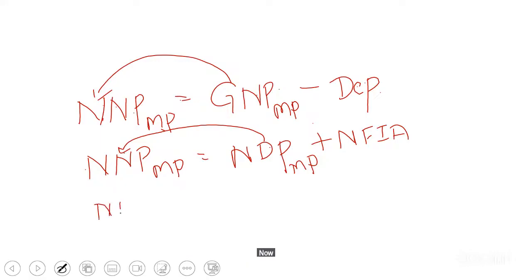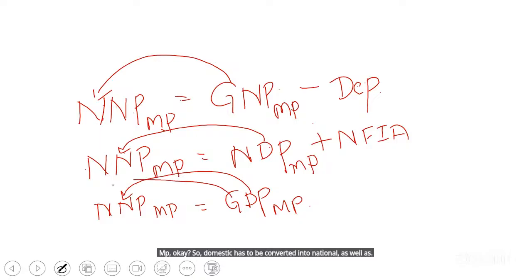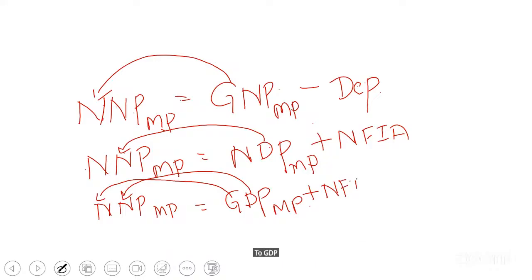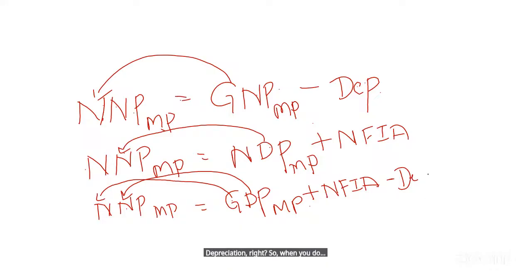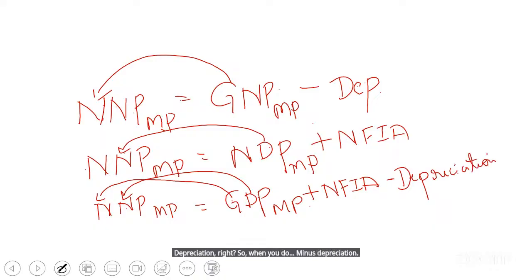Now, NNP MP from GDP MP. Okay. So domestic has to be converted into national, as well as gross has to be converted into net. So we will add to GDP MP, we will add NFIA. Then what happens? D becomes N. But still we have to convert G into N. Gross minus depreciation, right? So when you do minus depreciation, you have converted gross into net. Are you able to understand? This is the simplest way to remember. Is it confusing? Are you able to understand?